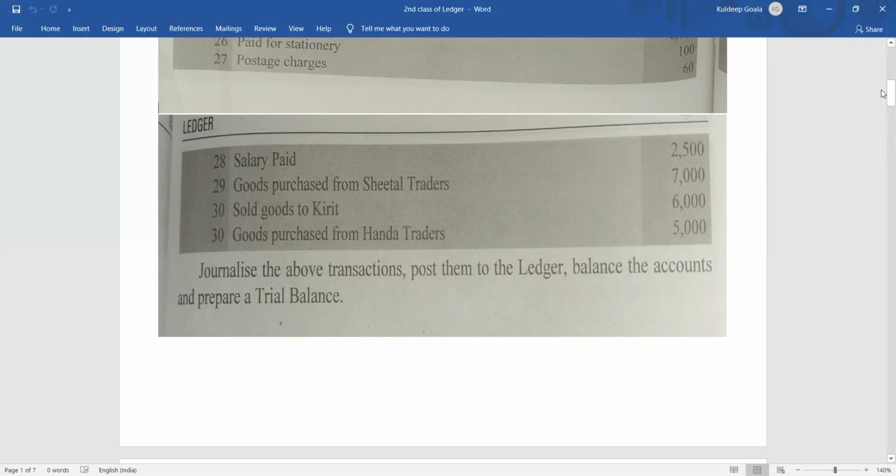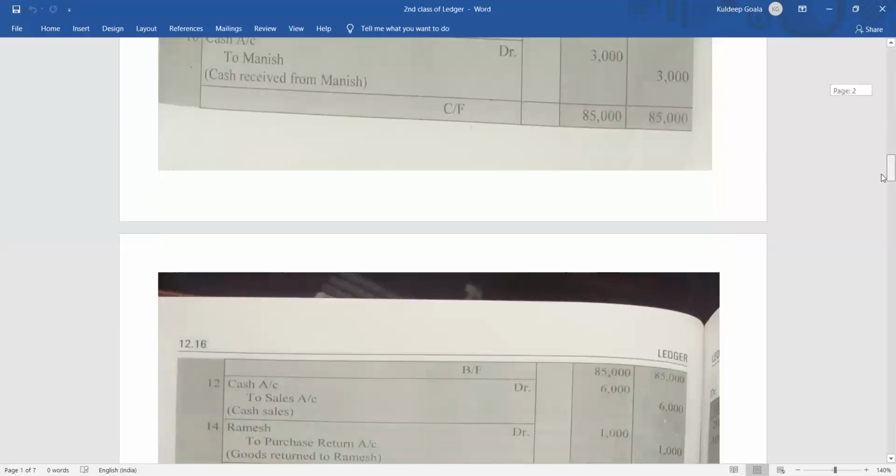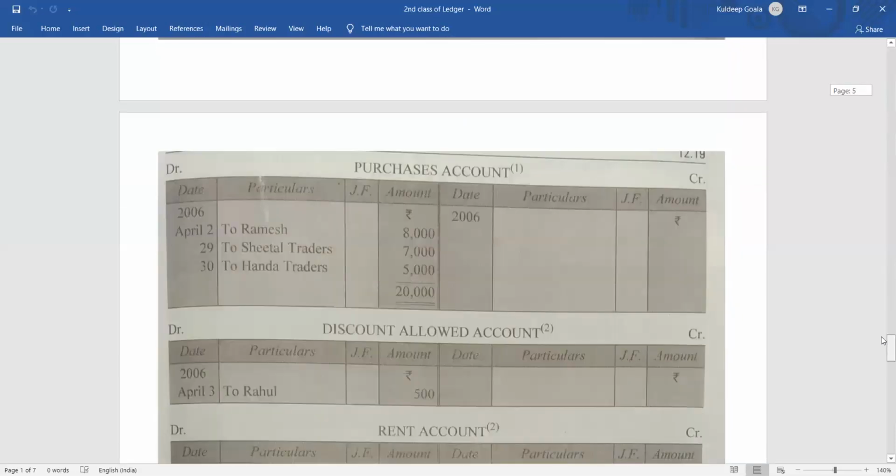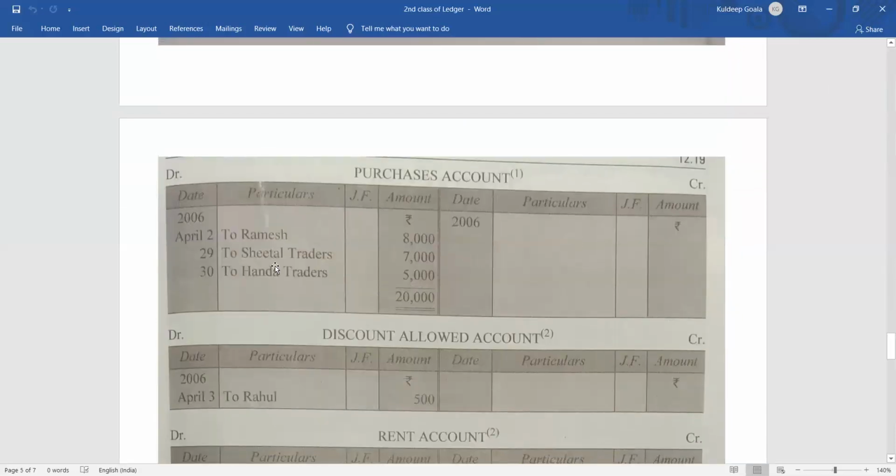So we'll go first of all in the purchase account to Sital trader. You'll write, see, purchase account debit side to Sital trader 7,000. And what was the journal entry? Purchase account debit to Sital trader. So debit side is over.